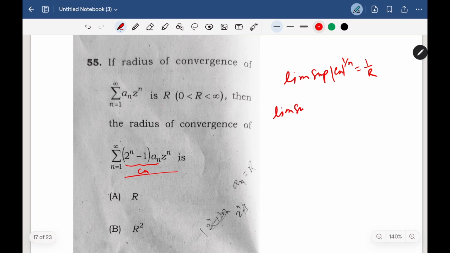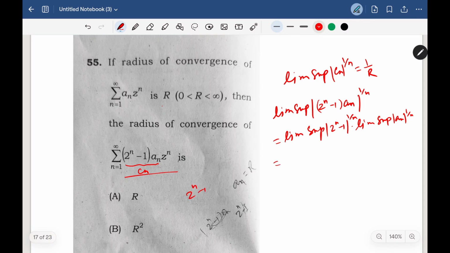So lim sup of, what is Cn? Cn is 2 to the power n minus 1 times an. So using the lim sup formula, we can write this as lim sup of mod of 2 to the power n minus 1, whole to the power 1 by n, times lim sup of an whole to the power 1 by n. And since 2 to the power n minus 1 is almost similar to 2 to the power n, we can write it as 2 to the power n. So lim sup of 2 to the power n whole to the power 1 by n.